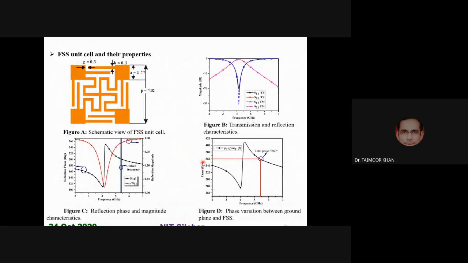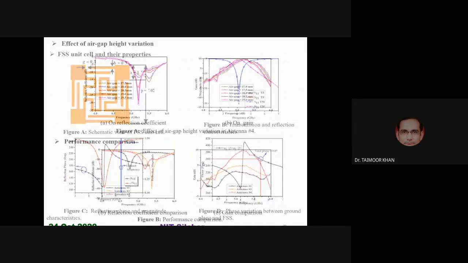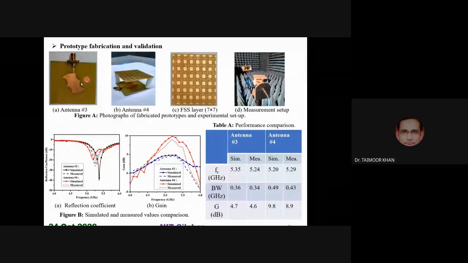Then the FSS unit cell and its properties, this different deep analysis, and then ultimately this is a fabricated prototype. For maintaining the air gap of around 17 mm, these Teflon rods are used, whose performance has been analyzed in the simulation also, and it was not going to degrade the performance of the fabricated prototype. That's why we have used these Teflon rods to maintain the air gap for the particular frequency.